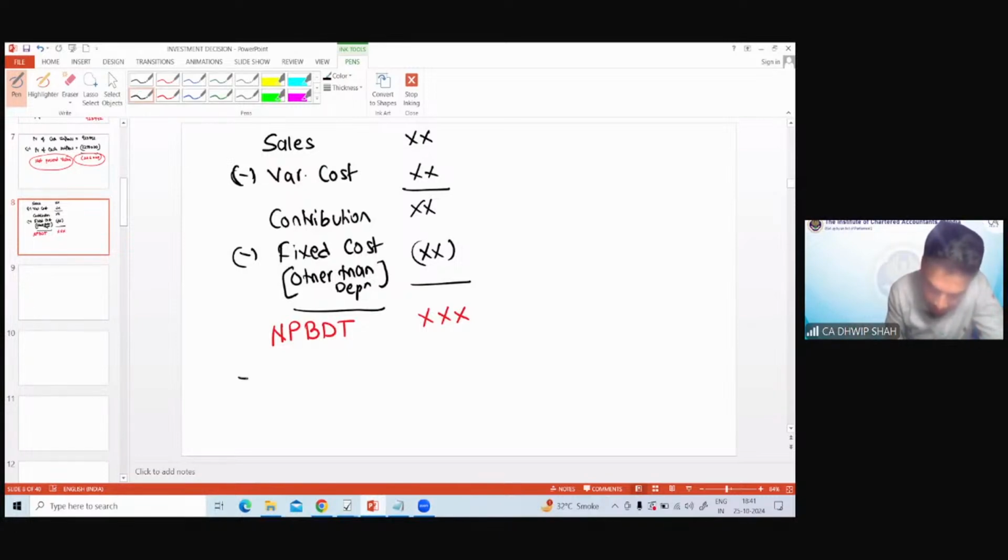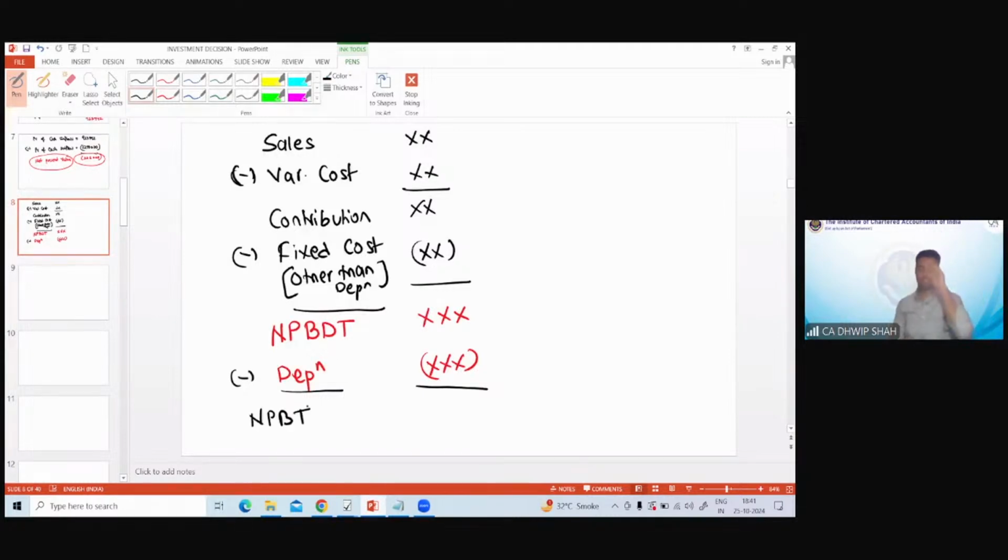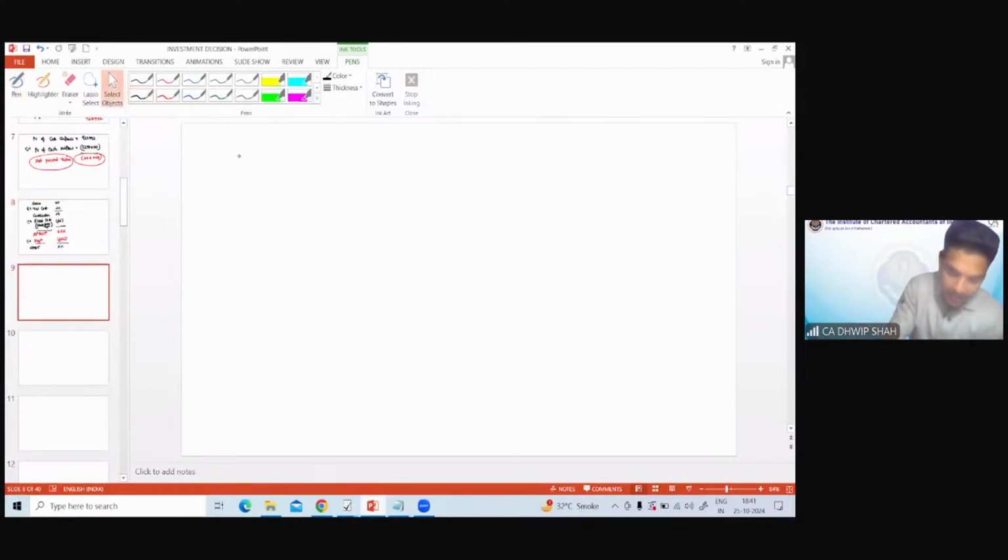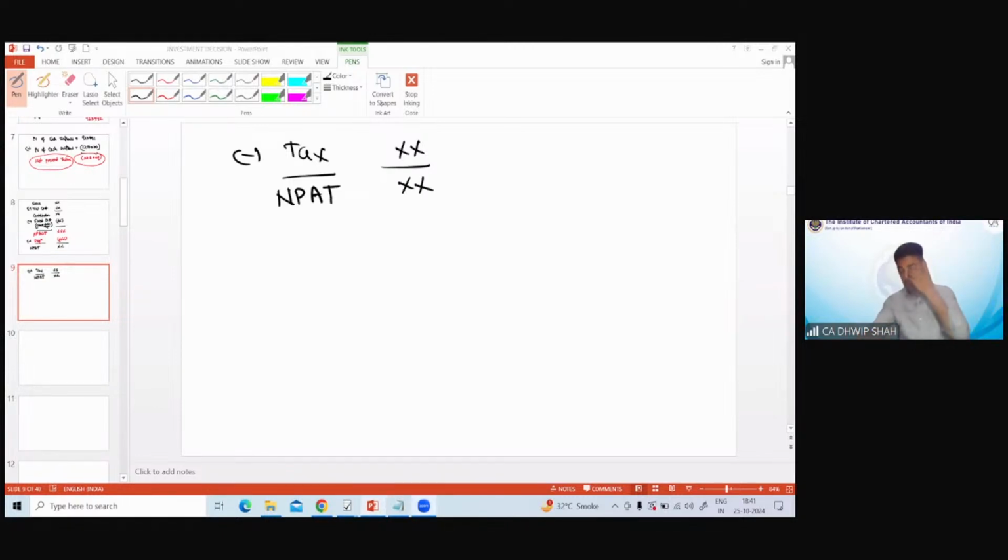After that, we will subtract depreciation. सर अभी तो आपने बोला डेप्रिसिएशन नहीं लेना है, नॉन कैश एक्सपेंस है, but I will explain to you why I am taking this. The resultant amount is called net profit before tax. What is it called? Net profit before tax. PBT, yes, profit before tax. After that, I will subtract tax. Can I say this is nothing but NPAT, profit after tax? Correct, PAT. Everyone, are you with me till here?